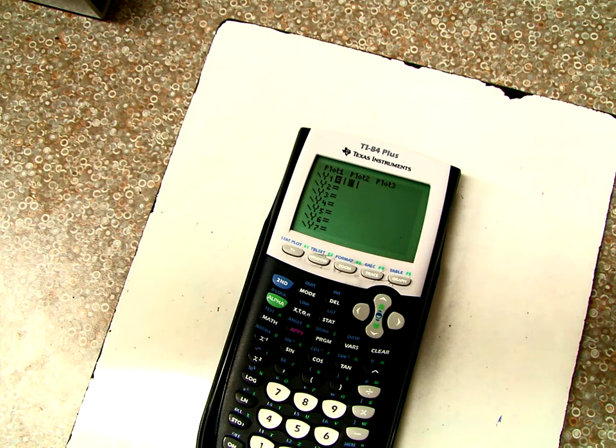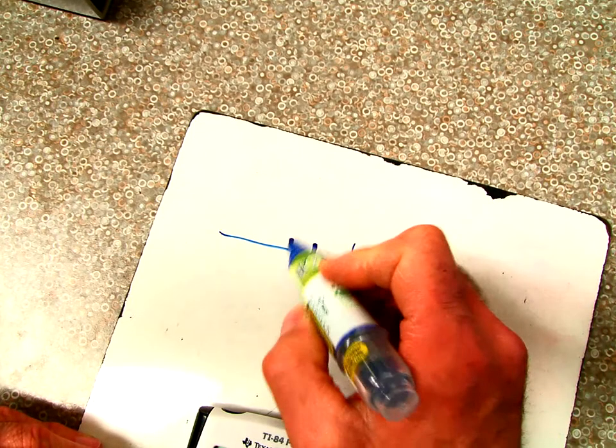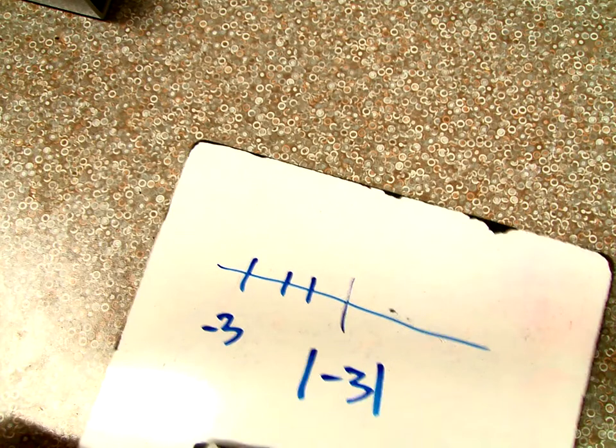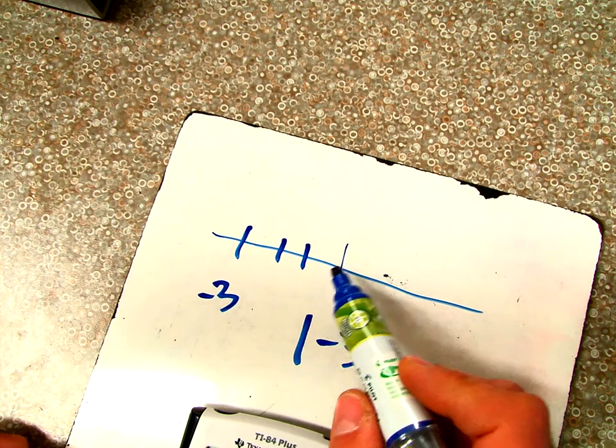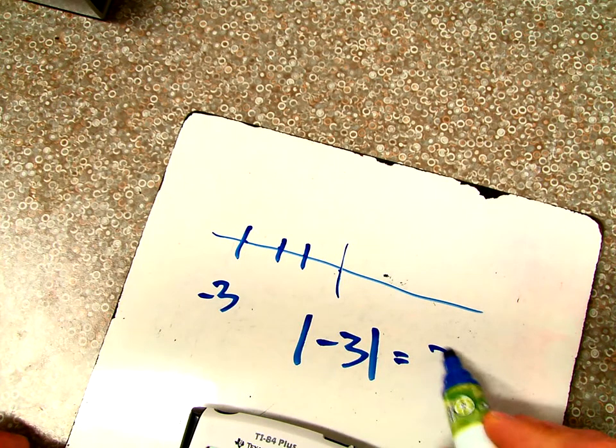What an absolute value function is, it's actually a distance. A lot of people think it just makes it positive, and it kind of does, but that's not the right way to think about it. Absolute value is a distance actually from the origin. So let's look at that for a second. If we have a number line and we have -3, the absolute value of -3 is how far -3 is from the origin. So it's 1, 2, 3 units. So the absolute value of -3 is 3.